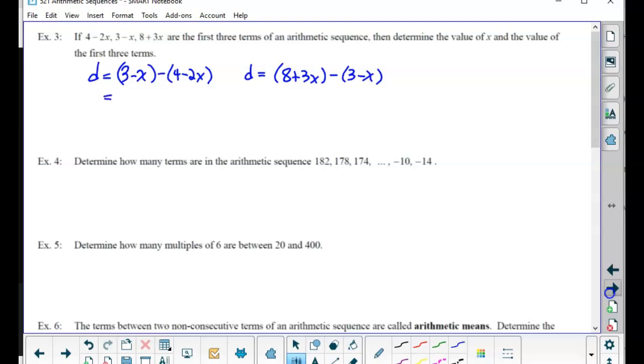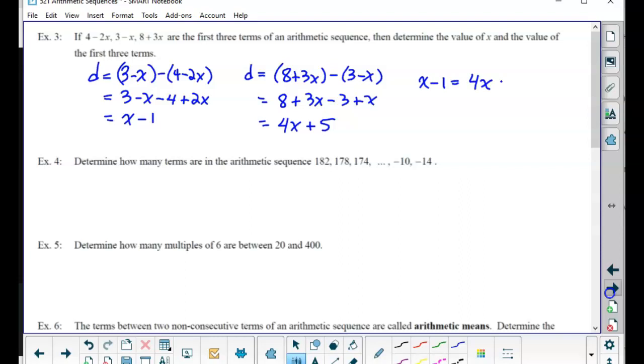So let's get an expression for this. So we want to get rid of the brackets and collect like terms. So that's going to be x minus 1. And here, 8 plus 3x minus 3 plus x. So that's going to be 4x plus 5. So x minus 1 has to have the same value as 4x plus 5 in order for this to be arithmetic. So now we solve that. So bring the x over, bring the 5 over. So x is negative 2.